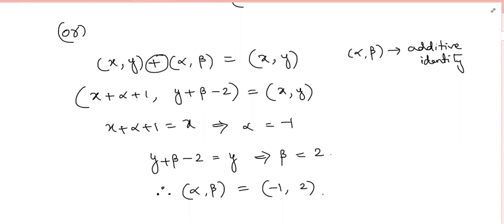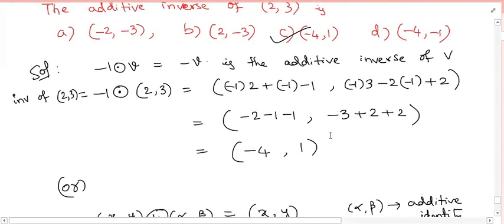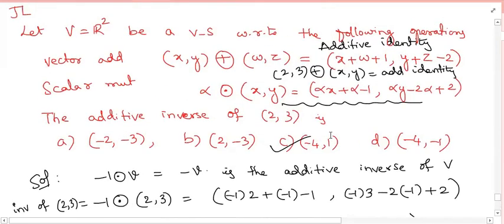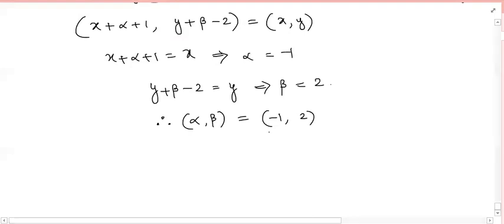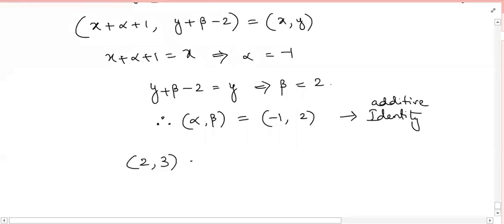But here our operations are not standard operations, so we have to calculate the zero vector. That may not be 0 comma 0. For example, here we are getting minus 1 comma 2. So this is called the zero vector, the additive identity.